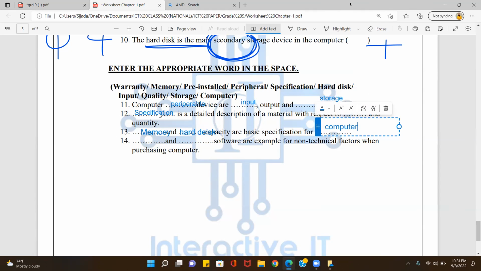Then blank and blank software are examples for non-technical specifications. Warranty and pre-installed software, you can consider as technical and non-technical. The operating system you can consider as technical. Other software like MS Word, MS PowerPoint, and Google Chrome are non-technical.